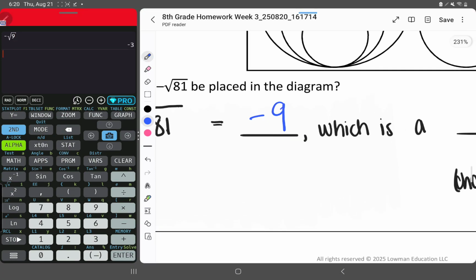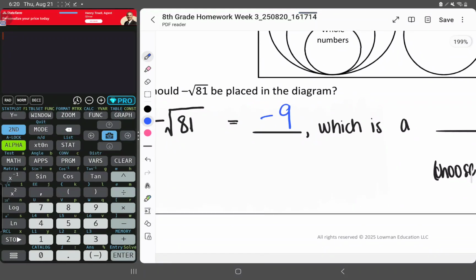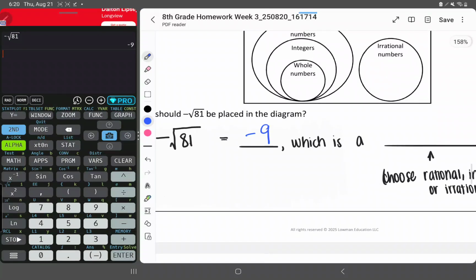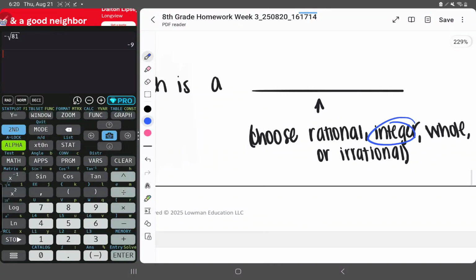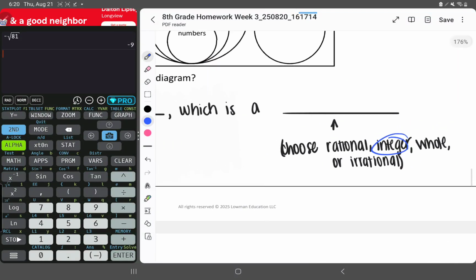And that gives us negative 3. Sorry, I put the wrong thing in there. Negative square root of 81. Okay, there we go. And that gives us negative 9. Now, negative 9 is a what? It is an integer, because remember, our integers are our whole numbers that have negatives.